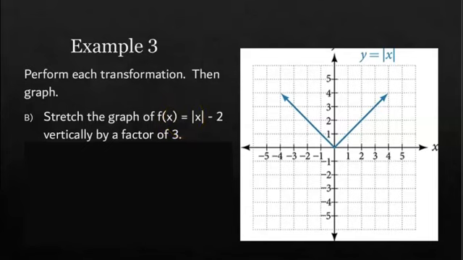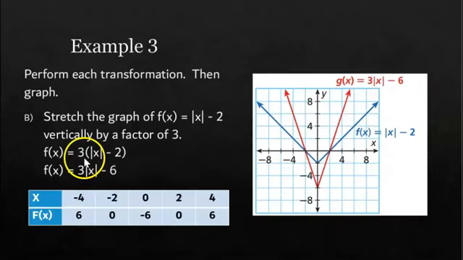So I'll show you what that looks like along with the graph. Here's my function with the parentheses. Now when you distribute that 3 in, you just put the 3 on the outside of the absolute value symbols, and then you also do 3 times -2 is -6. So this is our new function.